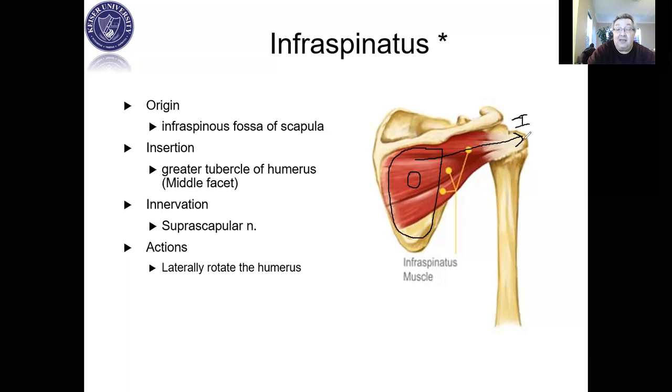Supraspinatus abducts the shoulder. Infraspinatus externally rotates the shoulder or laterally rotates the shoulder. Remember its origin and insertion. Origin is the infraspinous fossa. It inserts into the greater tubercle, just like the supraspinatus. But infraspinatus has a different action.